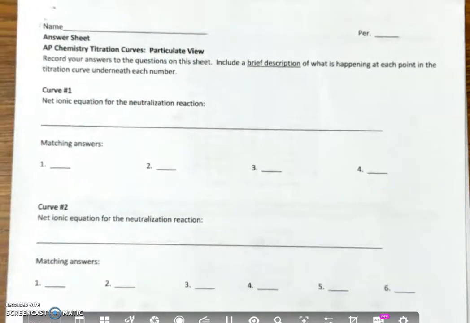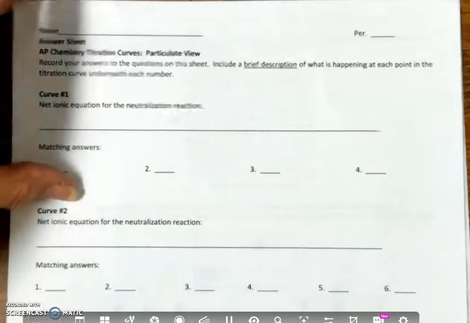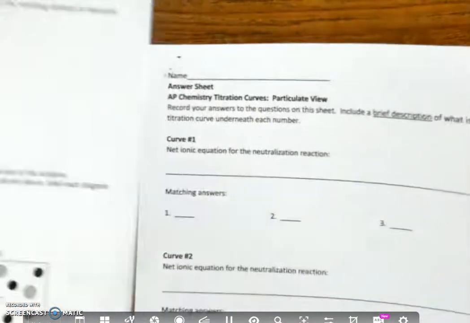When you are writing net ionic equations, I really recommend you going from the balanced chemical equation to the ionic equation to the net ionic. Because especially when you start getting into weak acids and weak bases, you're not going to have a lot of spectator ions. And you need to write everything out so you're sure to get the correct reaction. So I'm going to do the first one with you.